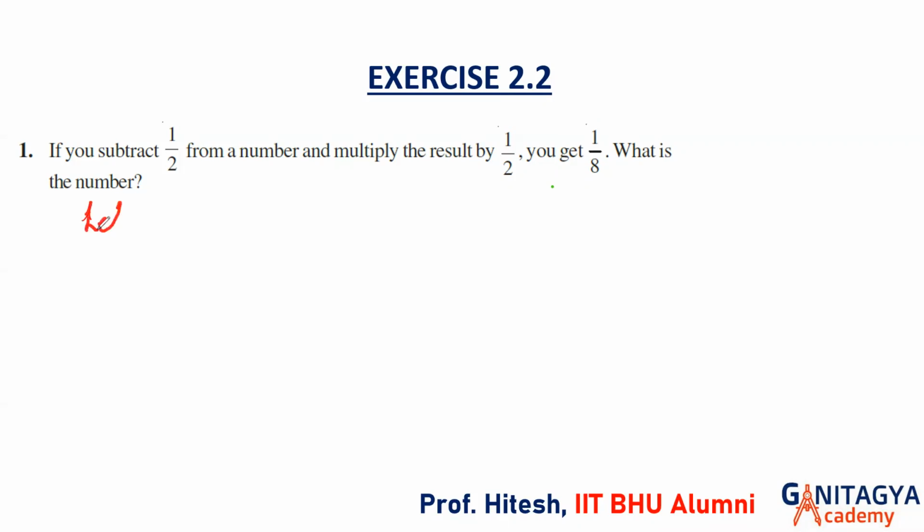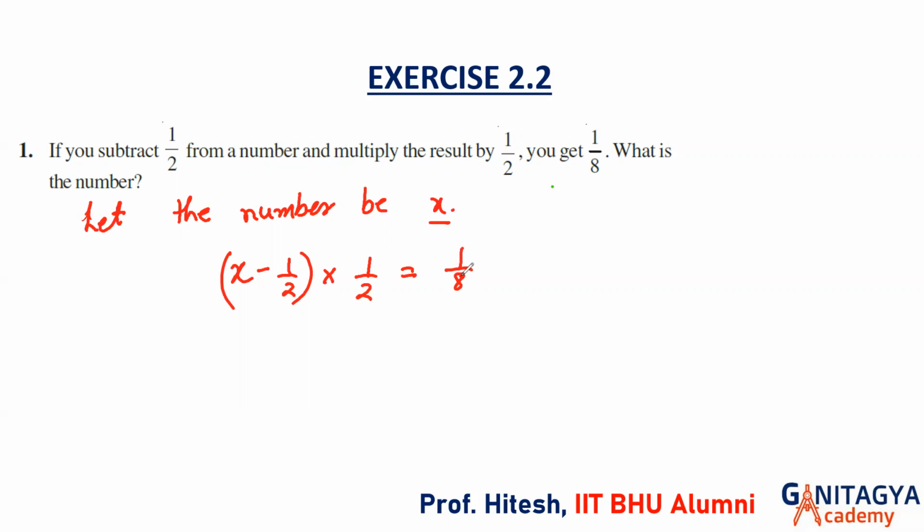Let the number be x. So now the question is, if you subtract 1 by 2 from a number, the number is x. So subtract x minus 1 by 2. This is the new number. If you subtract 1 by 2 from a number and multiply the result by 1 by 2, what result will we get?